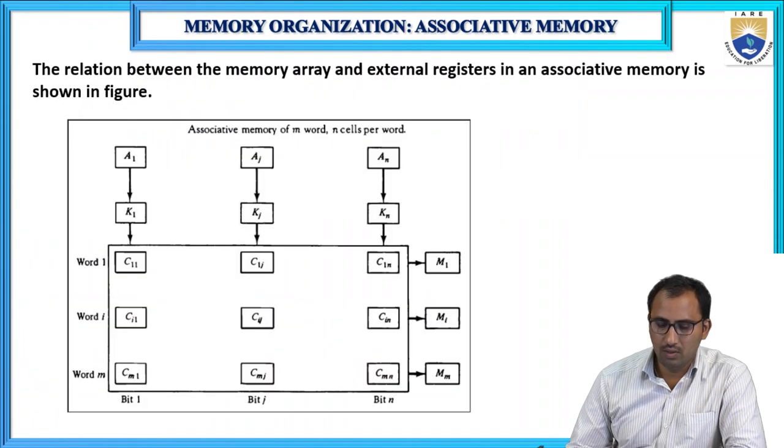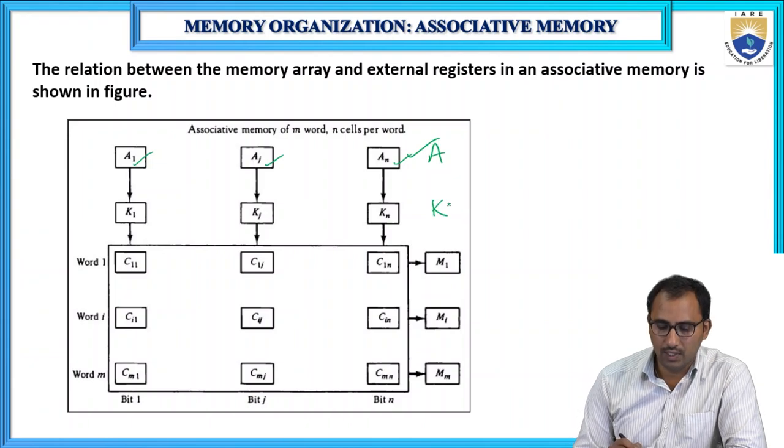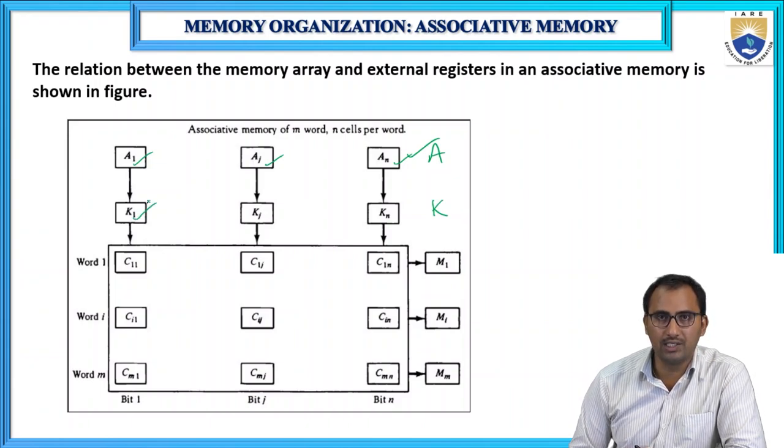Coming to the relation between the memory array and external registers. This is the argument register, which we know contains n bits. This is the first bit of the argument register, this is the jth bit, and this is the nth bit of the argument register. Next, this is the key register, with the first bit of the key register, the jth bit, and the nth bit of the key register.